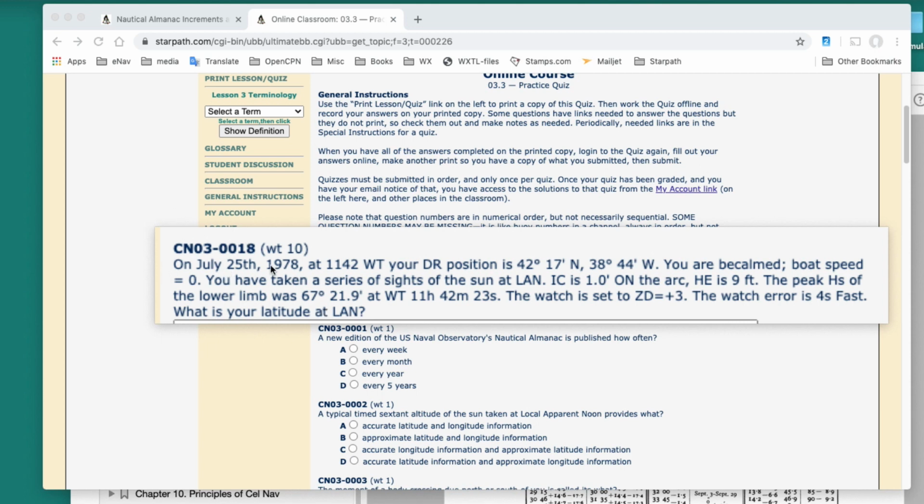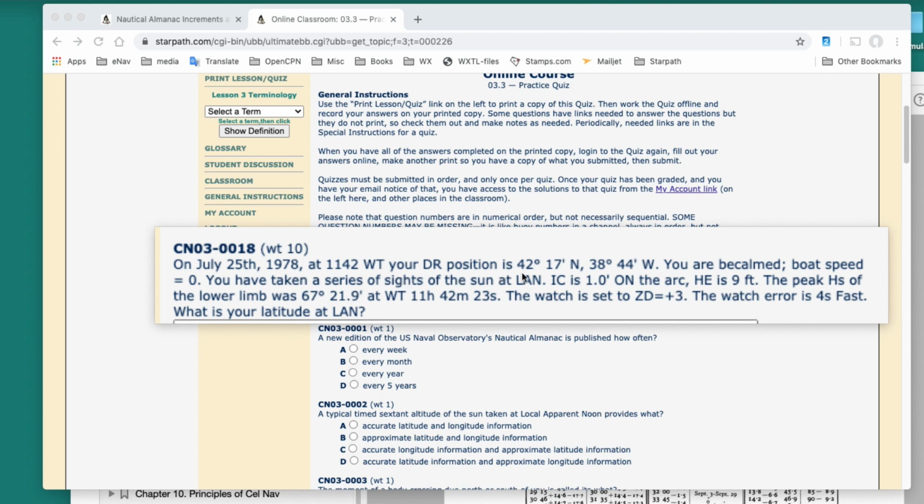So here's the exercise, July 25th, 1978. This is a watch time and a position. Normally you start there and you'd have a course and speed, and then you DR off to some place where you actually did the sights. But in this case it says you are becalmed, boat speed is 0. So that's where we're sitting, and what's important for this exercise is our DR latitude, 42°17'. When we predicted the time in the last video, we needed to know our DR longitude. Now we don't care what that is at all. We care about our DR latitude, just as a reference point as we work through this.